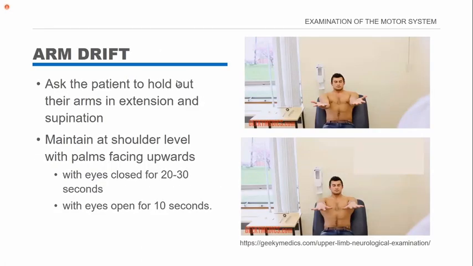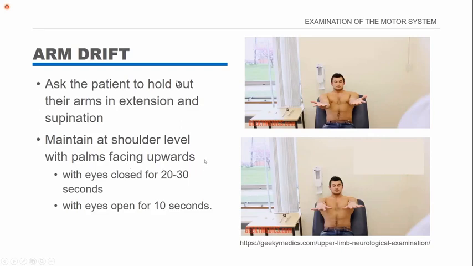To begin your examination, as you can see, this man is holding out his hands, holding out his upper limbs. This is called arm drift. You ask the patient to hold out their arms in extension and supination. You must ensure that the elbows are extended completely. And then you ask the patient to close their eyes.